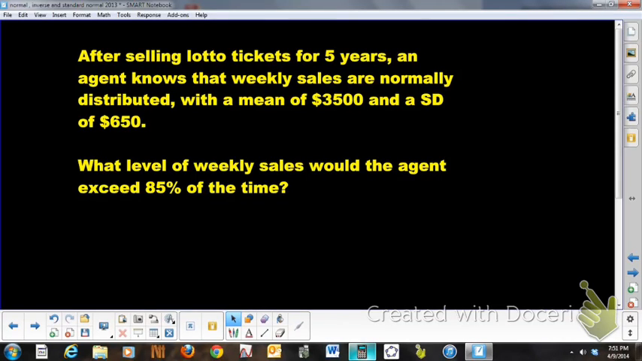Okay, an inverse problem is the one that we're working on right now. An inverse problem is where you are given the actual probability. So in this question, after selling lotto tickets for 5 years, an agent knows that weekly sales are normally distributed with a mean of $3,500 and a standard deviation of $650. What level of weekly sales would the agent exceed 85% of the time? So this question actually gives you your probability, and the area under the curve is 85% or 0.85.